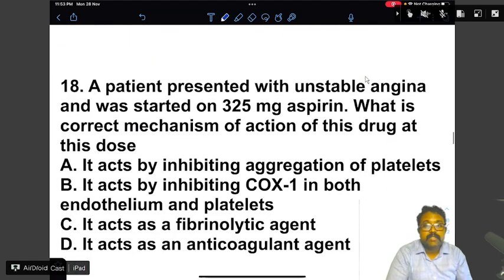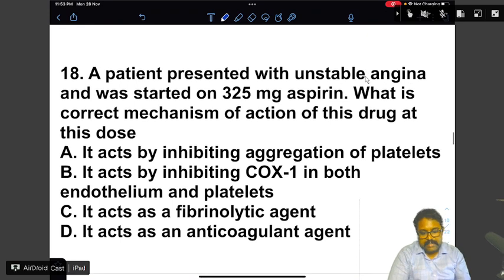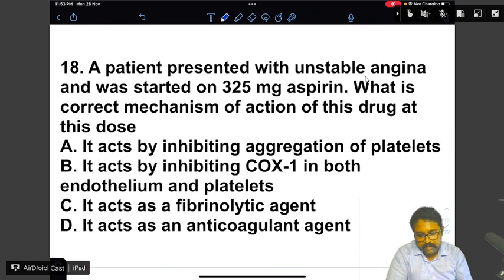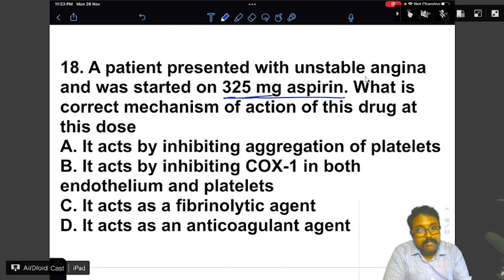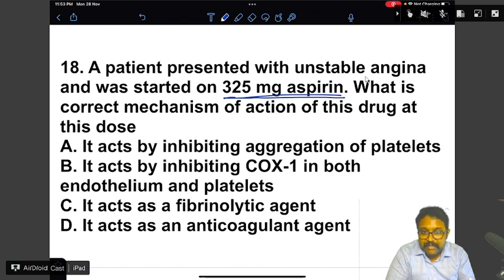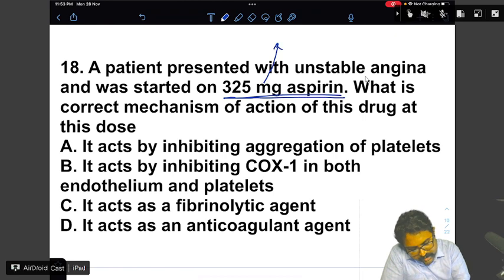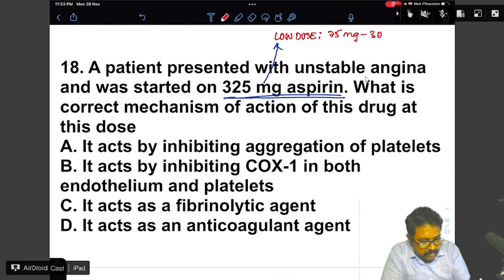So next, moving on to question number 18. A patient presented with unstable angina and was prescribed 325 milligram of aspirin. What is the correct mechanism of action of this drug at this dose? So this 325 dose of aspirin is a low dose aspirin. It may range from 75 milligram to 325 milligram. At this dose, it is going to specifically inhibit the thromboxane A2 synthesis.